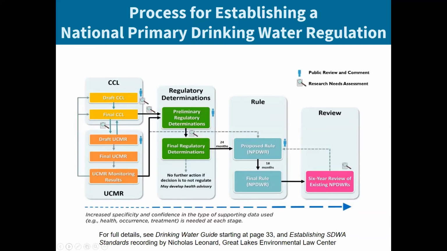But in summary, starting on this chart on the left side, the process starts with EPA publishing a list of contaminants that are currently unregulated, which may require regulation and are known or anticipated to occur in public water systems. This is called a Contaminant Candidate List, or CCL for short. Next, EPA monitors up to 30 unregulated contaminants every 5 years based on the Contaminant Candidate List as part of the Unregulated Contaminant Monitoring Rule, noted here as UCMR in the orange boxes.